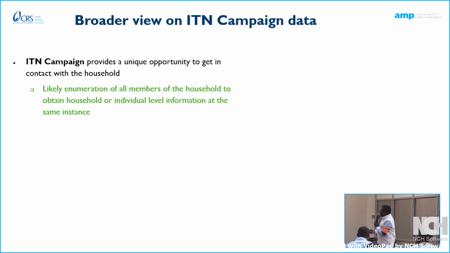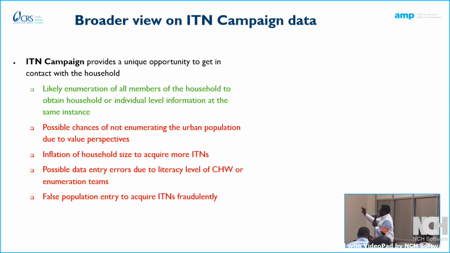Now, what are the possible challenges for why we can't use the ITN data as a baseline? So first, possible chances of not enumerating the urban population. If you agree with me, in a lot of our campaigns, in the area where some of our big bosses live, even to access these communities and even just distribute the nets, at the gate they're like, no, we don't even need these nets. So this means that we will not have those records. And I think this is almost the case across our campaigns.